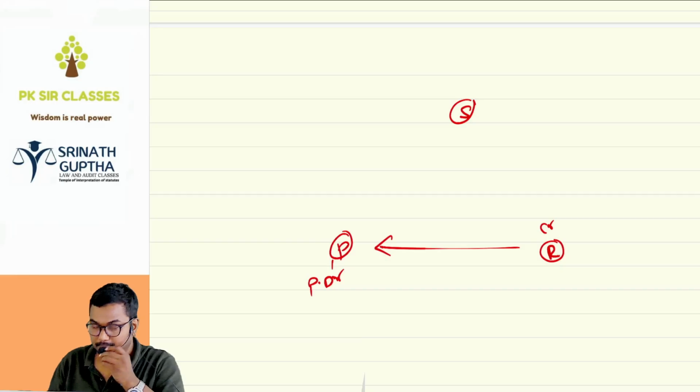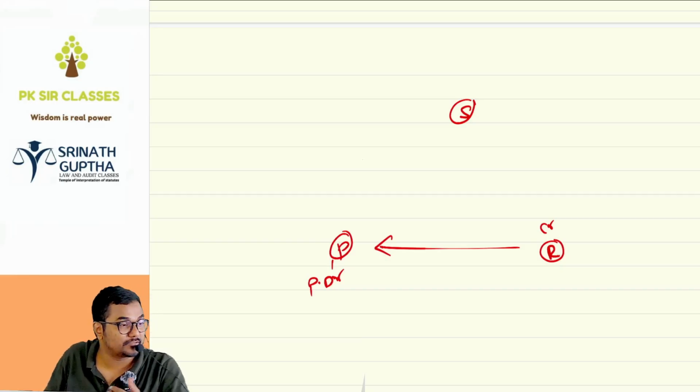One fine day, Paramesh is in need of money. Then he approaches Rakesh. Can you please give me 1 lakh rupees? Rakesh is having the money. Then Rakesh said, yes, I have the money.